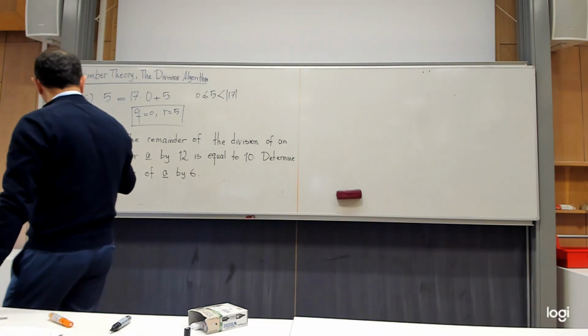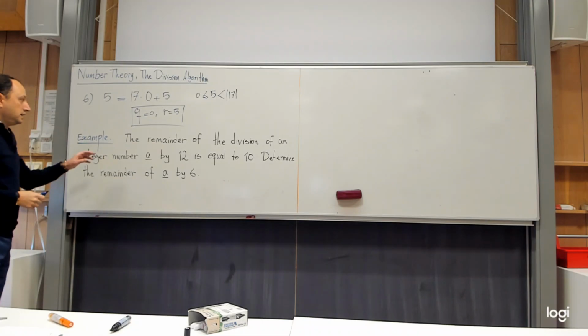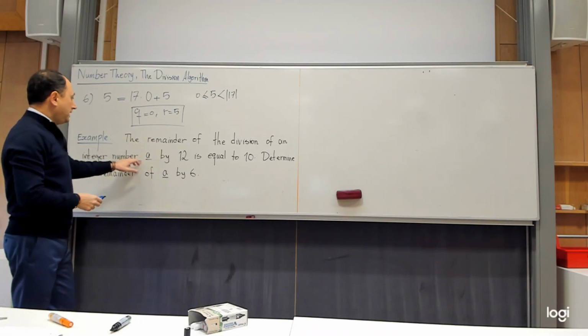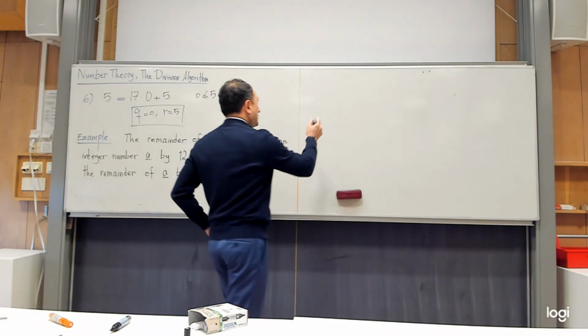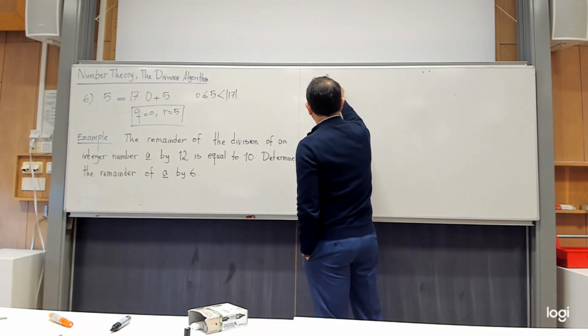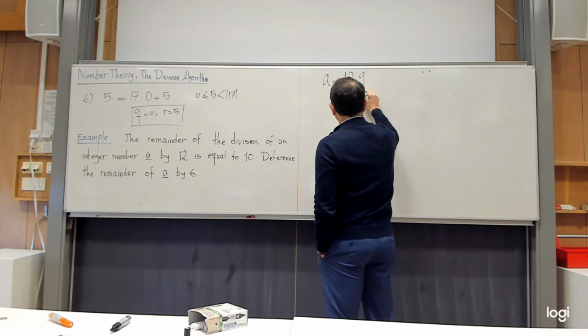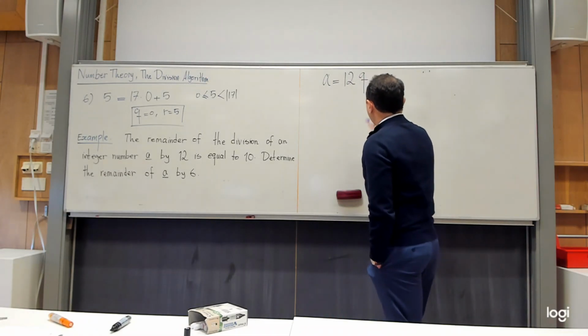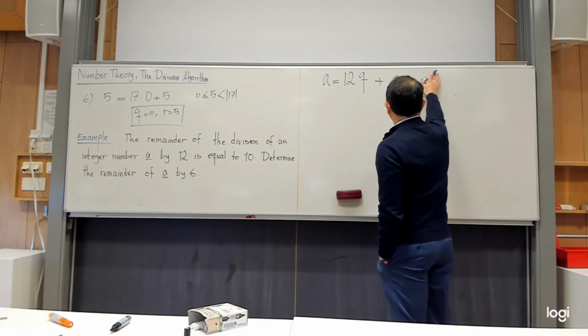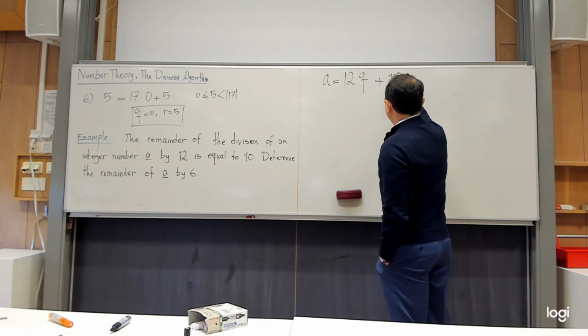Okay, let me solve this first problem for you myself. So the remainder of the division of A by 12 is equal to 10. So what does it mean? It means that you can write A equals 12 multiplied by a quotient, which I don't know, but I know the remainder. What is the remainder? It's 10.